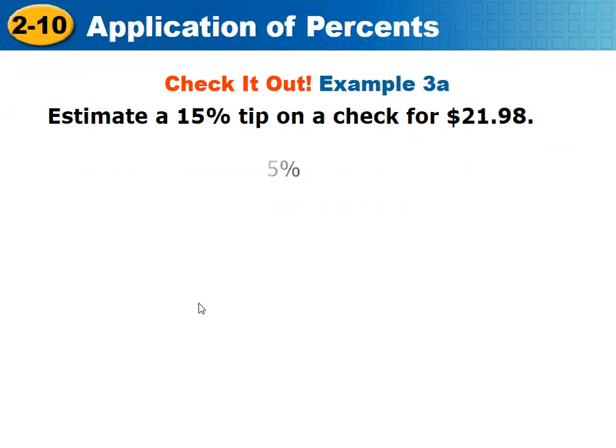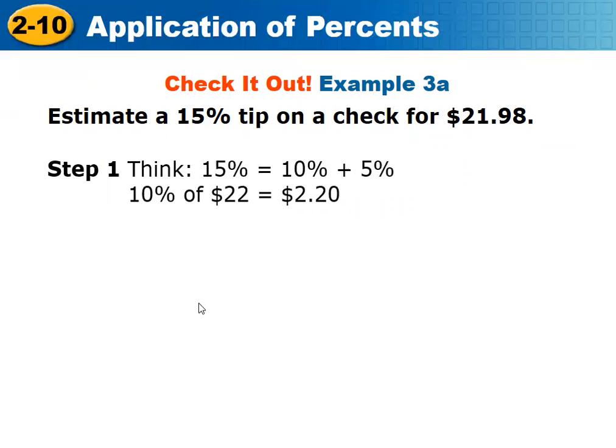Okay. First, think 15%. I will divide it into two parts, 10% and 5%. 21.98, this 9 is rounding up, right? So I can estimate this number. It's 21.98, so I will estimate it as $22.